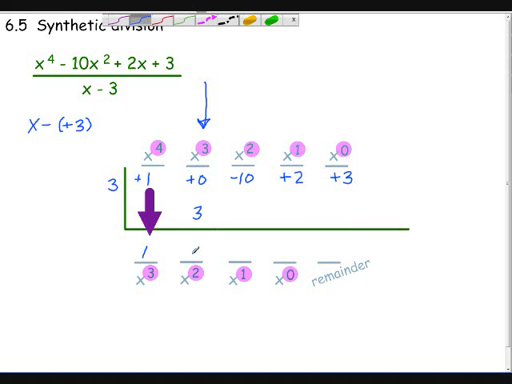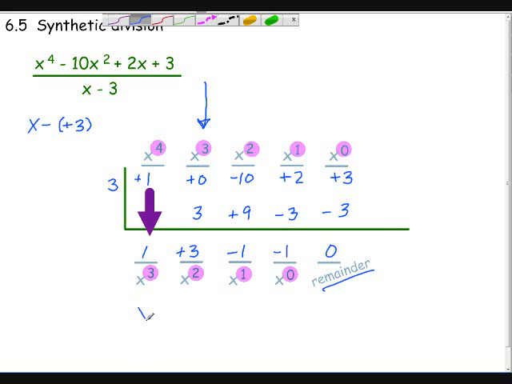3. Now we'll find the sum, the product, the sum, the product, the sum, the product. Yes, this I like. The remainder of 0.